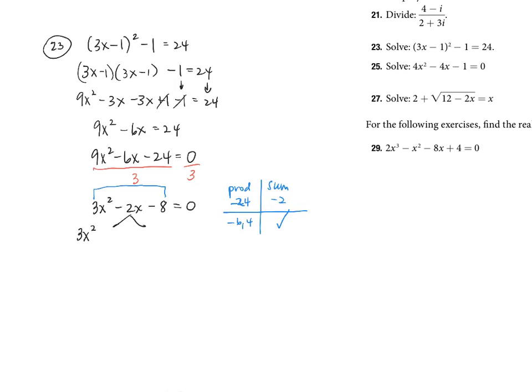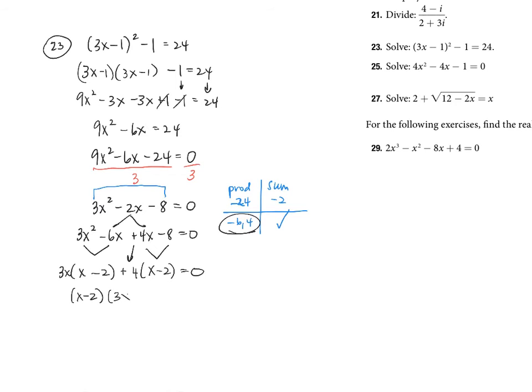I break this apart with my two factors I found over here. So minus 6x plus 4x, bring down the minus 8 equals 0. Now we're going to factor by grouping. So 3x is in common, so we get x minus 2. Bring down the plus. 4 is in common, we get x minus 2. Remember, when you're doing factor by grouping, you should get the same thing in parentheses. So then we have x minus 2, which is in common, and then the leftovers is 3x plus 4 equals 0. And now we can set each factor equal to 0 and solve.